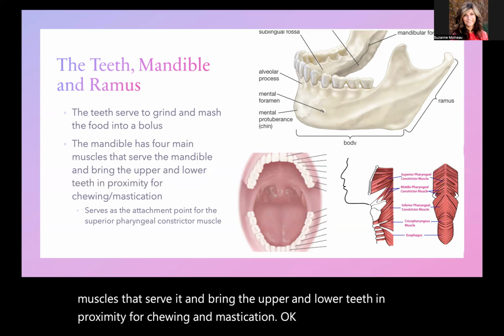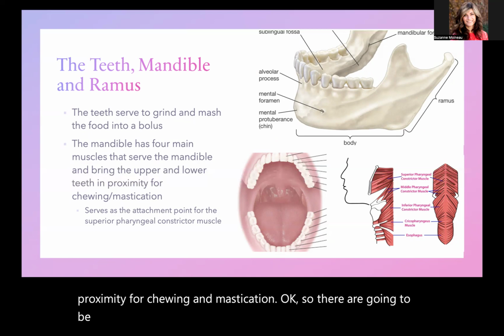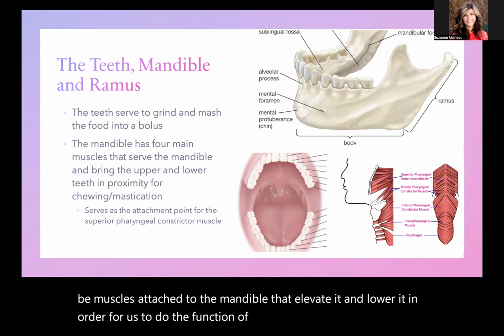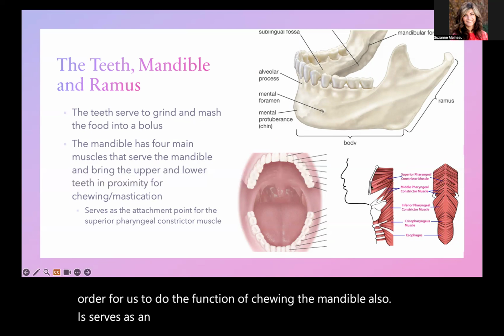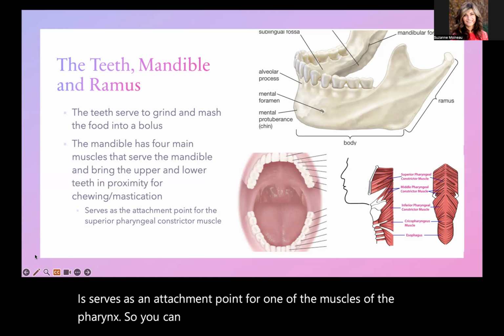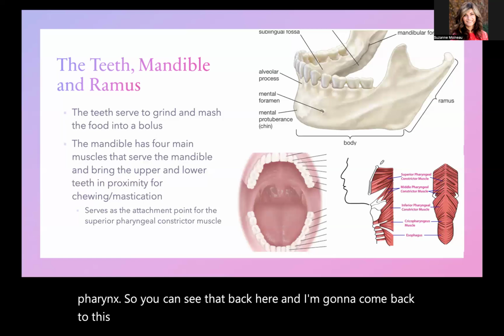Okay, so there are going to be muscles attached to the mandible that elevate it and lower it in order for us to do the function of chewing. The mandible also serves as an attachment point for one of the muscles of the pharynx. So you can see that back here, and I'm going to come back to this in a later chat.